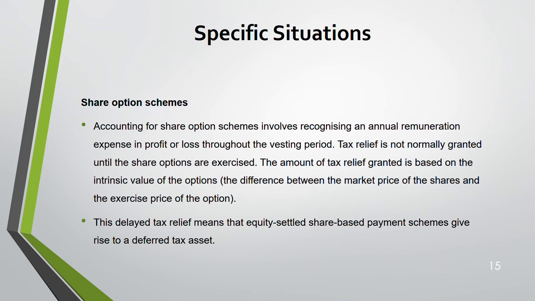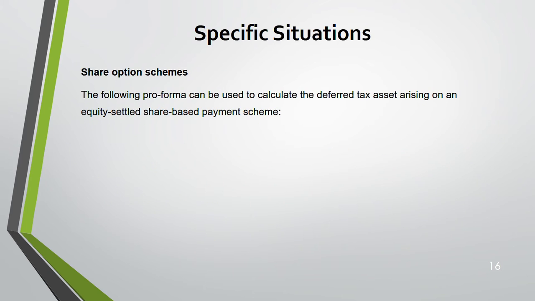Under IFRS 2, we are going to go through two types of share-based payment. Either you can give it in terms of equity or cash. So here, delayed tax relief means an equity settled share-based payment scheme gives rise to a deferred tax asset. We are talking about equity. Gives rise to what? Deferred tax asset. Remember, because the carrying amount will be less than your tax base. That's why. Then this is the pro forma that you need to calculate your deferred tax asset.